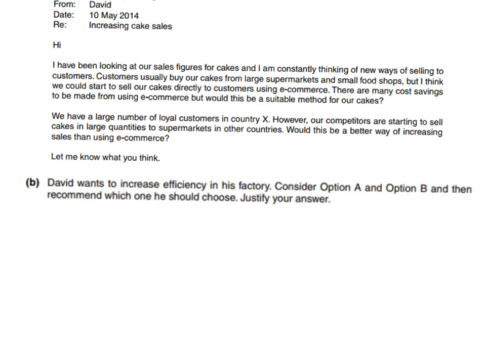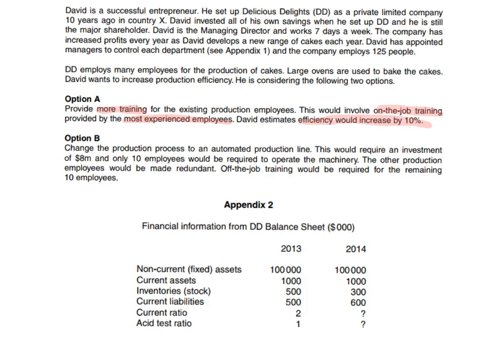Justify your answer. So what we're going to do is look at option A to start off with. I'm going to create an analytical argument for option A. When we have a look at the case study, we can see in option A, these are the key points that I've highlighted. The whole option relates to training, but specifically on-the-job training by the most experienced employees, and David estimates efficiency would increase by 10%.